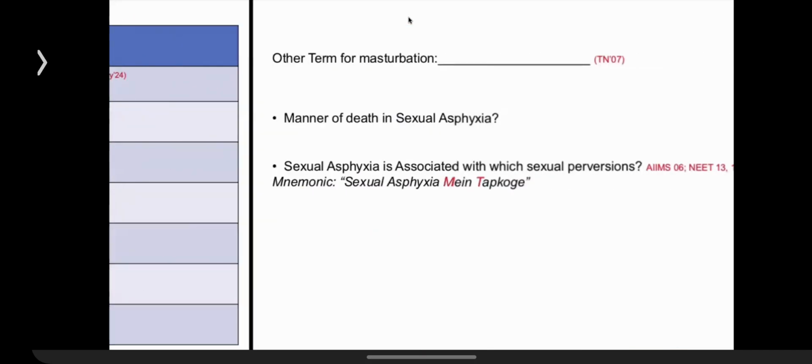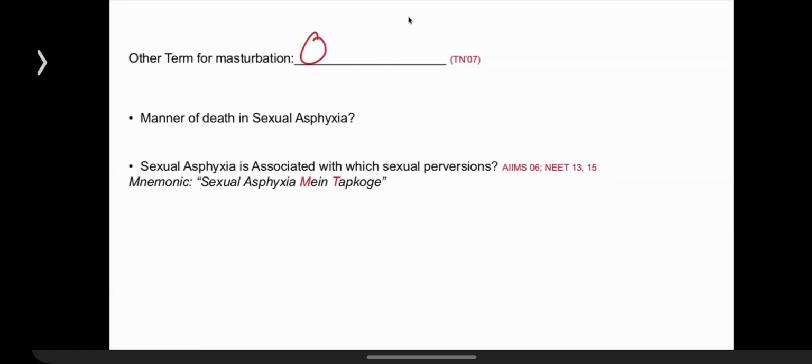Okay. Other term for masturbation is onanism, O-N-A-N-I-S-M. By enema is clismaphilia. Enema, clisma. Manner of death in sexual asphyxia is accident.